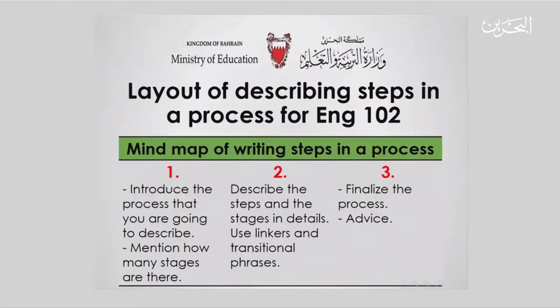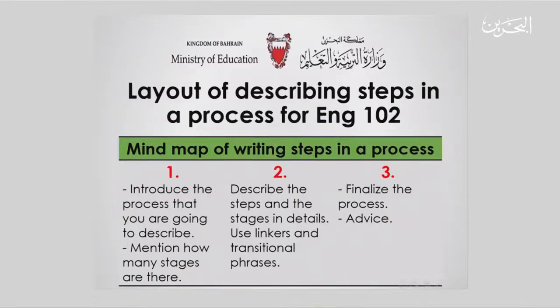Now we are going to move to the second objective, which is the layout of describing steps in a process. I am going to start with English 102. There is a very simple difference between English 102 and English 810 in the structure, in the layout of the writing, but we're going to start with 102, and I'm going to clarify that later on. Now, when I want to write steps of a process, I have to follow 3 main things in order to write it.